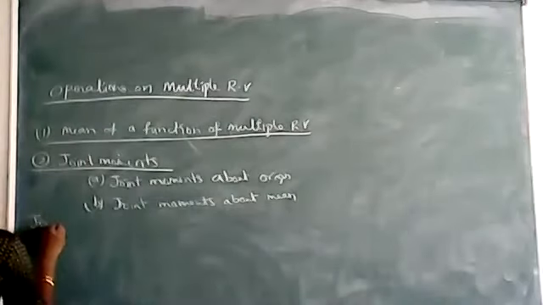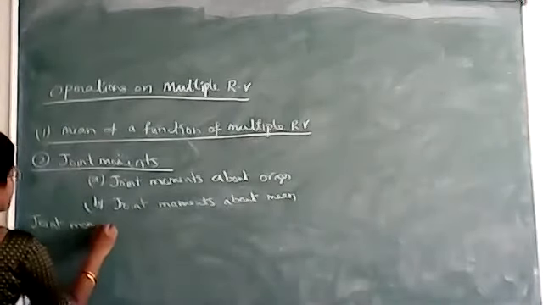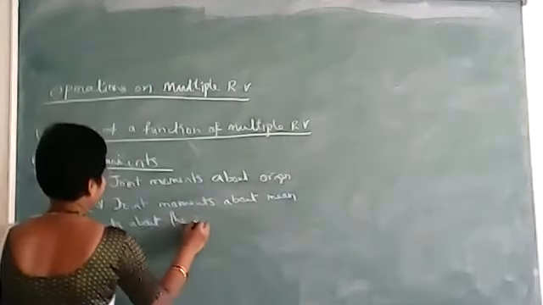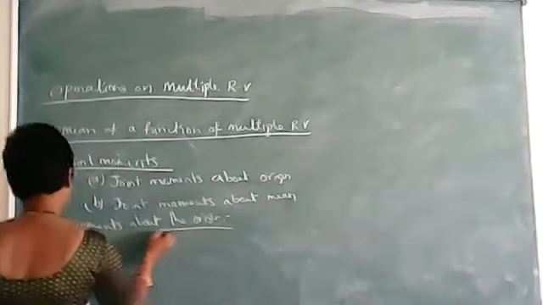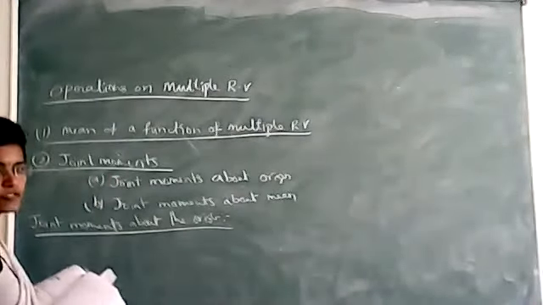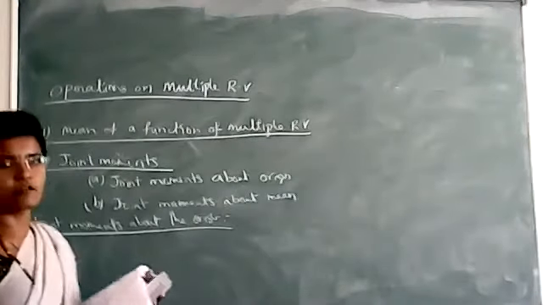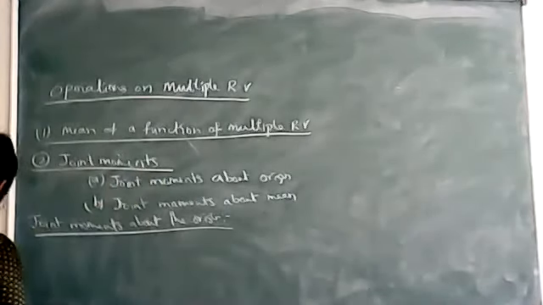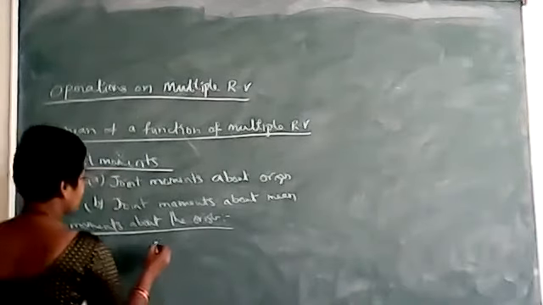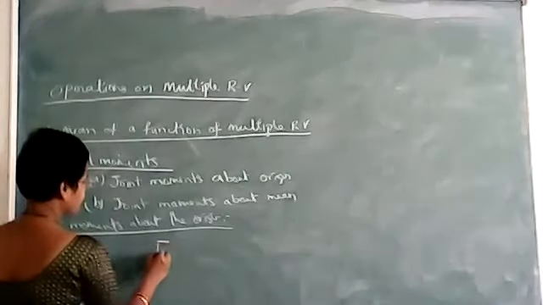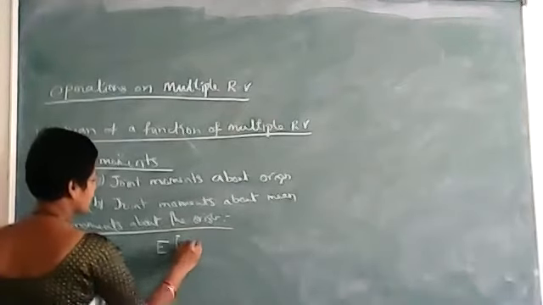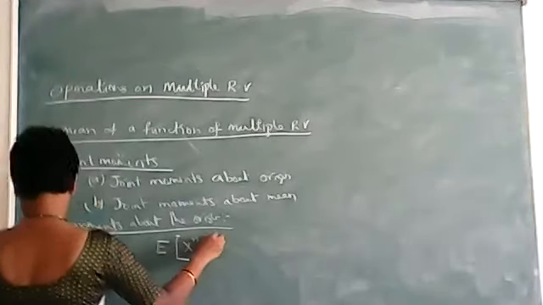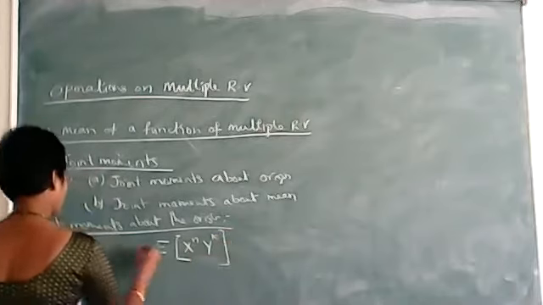The joint moment about the origin. Here also we have to consider two random variables, x and y. The joint moment about these random variables is nothing but the expected value of x to the power n, y to the power k.